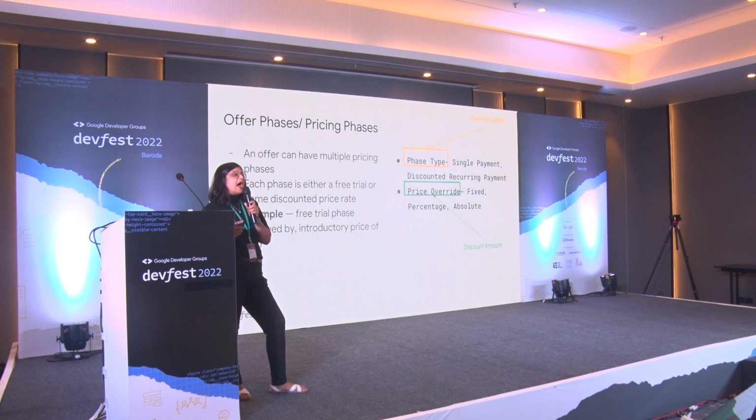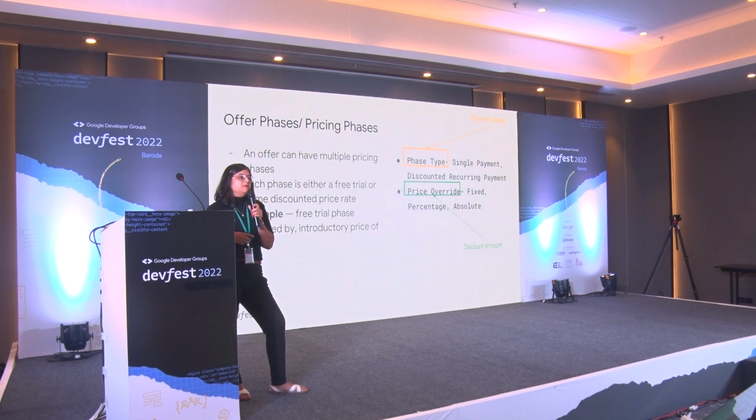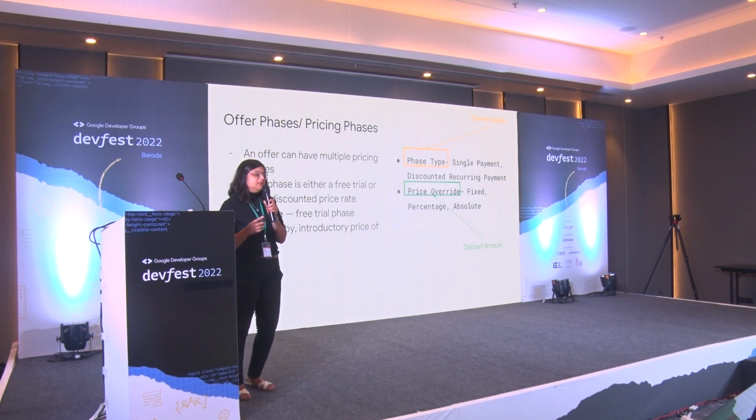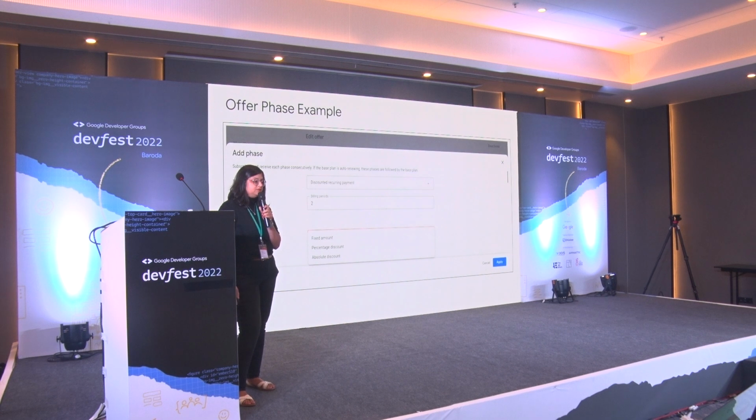Price override is how you define the price is going to be less than your base plan. So if your base plan is, let's say, 1,000 rupees, then you have either a fixed rate like 100 rupees off, or a percentage, like 20% off, or you can have an absolute price like 1,000 minus 100, so 900 rupees for your base plan.